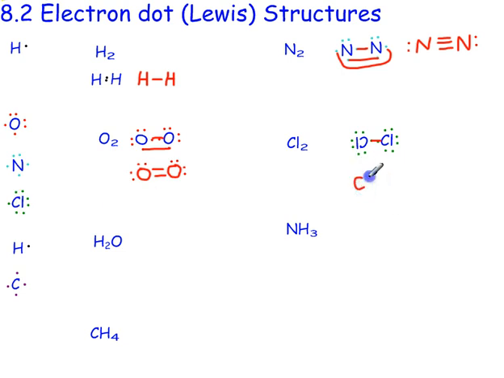Of course, you wouldn't write the symbol upside down. So you'd have two Cl's, you'd have a line in between to show the covalent bond, and then each chlorine would have 3 lone pairs of electrons, like so. So that's the Lewis structure for Cl2.